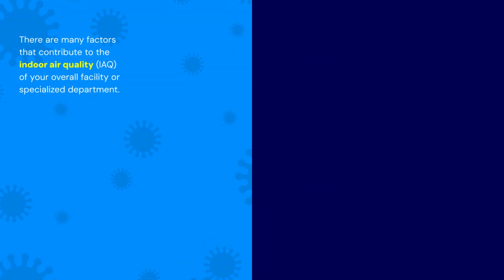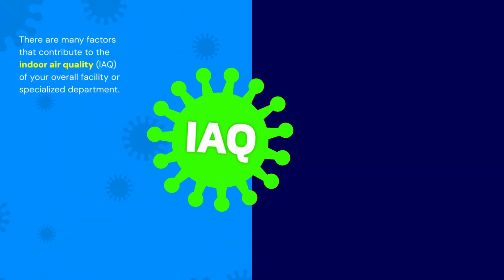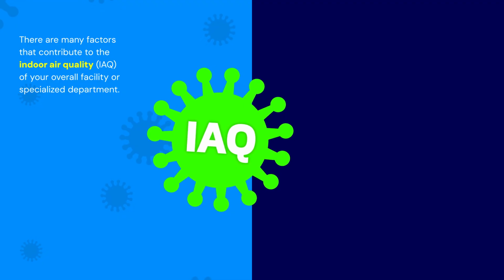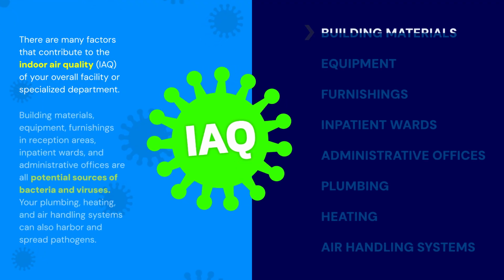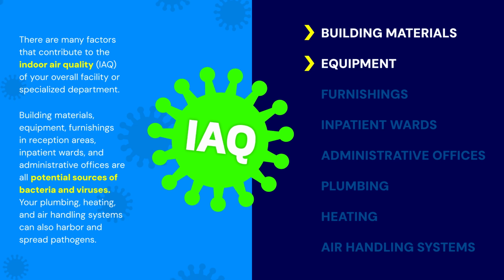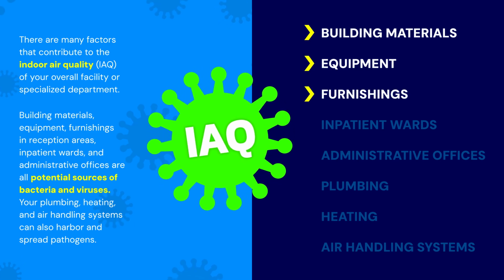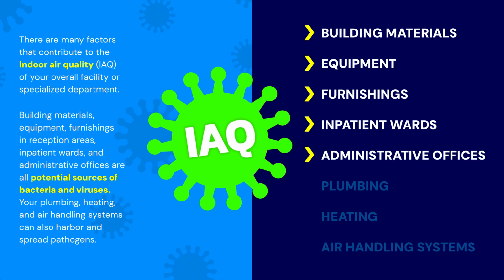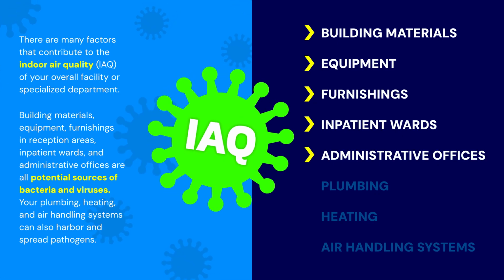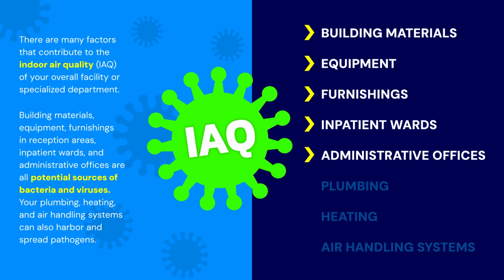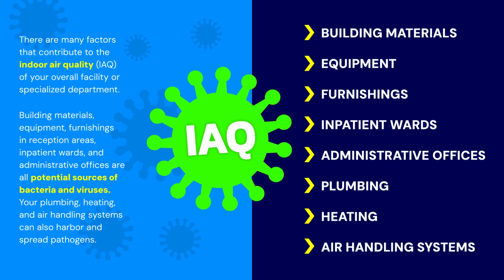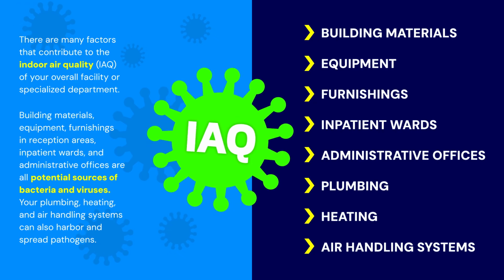There are many factors that contribute to the indoor air quality, IAQ, of your overall facility or specialized department. Building materials, equipment, furnishings in reception areas, inpatient wards, and administrative offices are all potential sources of bacteria and viruses. Your plumbing, heating, and air handling systems can also harbor and spread pathogens.